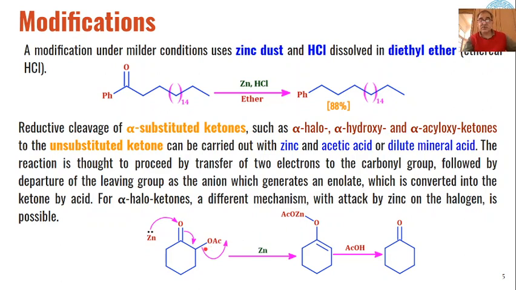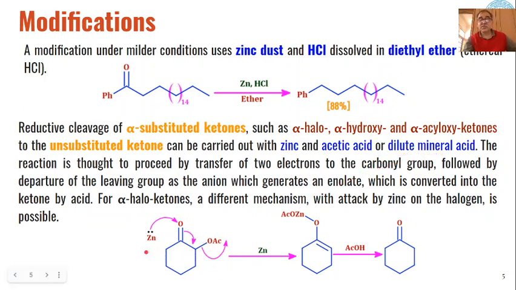Then as I have told you in the previous slide, alpha substituted ketones like alpha halo, alpha hydroxy and alpha acyloxy ketones are converted into unsubstituted ketones in presence of zinc and acetic acid or any other dilute mineral acid.